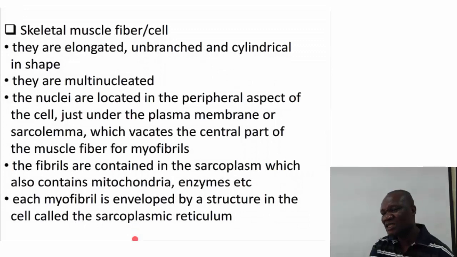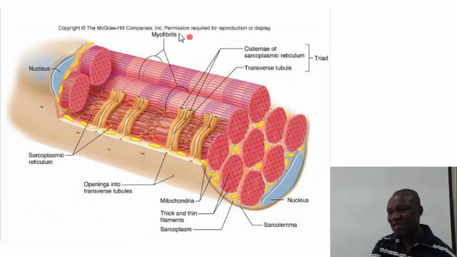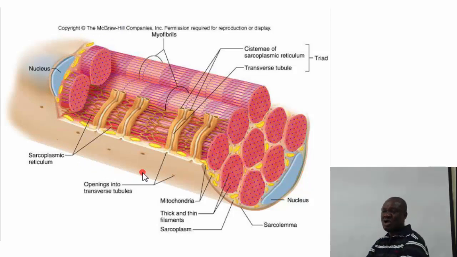Now, let's look at a typical skeletal muscle cell. The skeletal muscle cell is elongated, unbranched, and cylindrical.